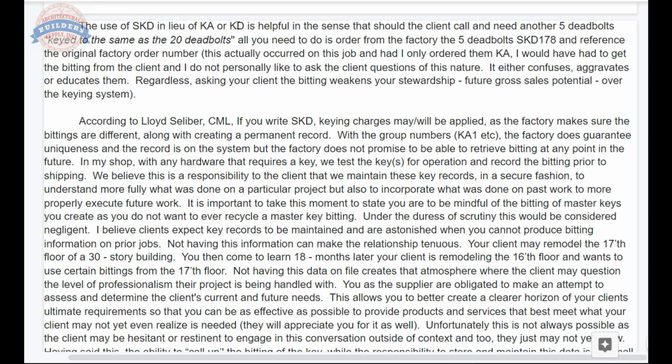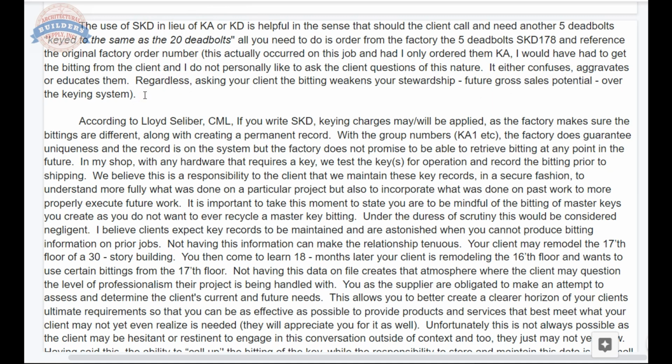In fact, this actually occurred on this job, and had I only ordered them KA, I would have had to get the biddings from the client, and I do not personally like to ask clients questions of that nature. It either confuses, aggravates, or educates them. Regardless, asking your client the biddings weakens your stewardship, future gross sales potential over the keying system. That's my opinion, but I speak from actual experience in that regard.